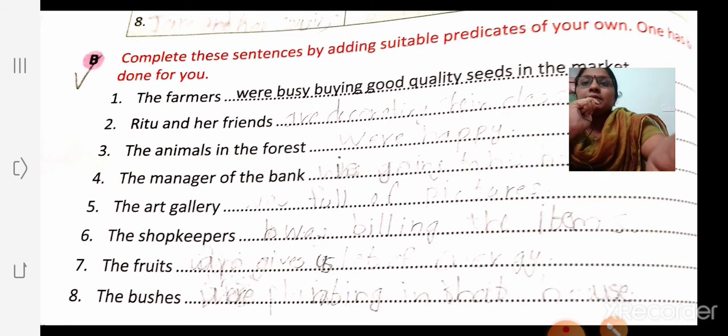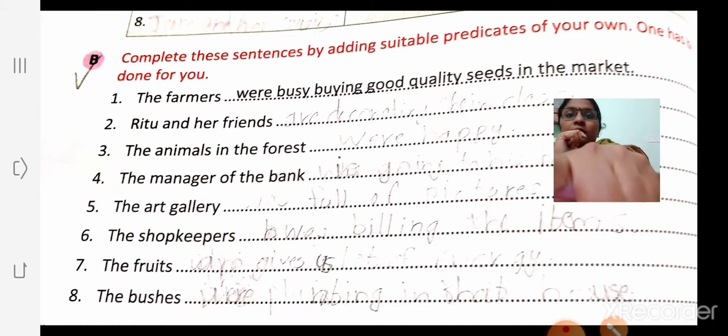Then complete these sentences by adding suitable predicates of your own. Subjects are given here. You can add predicates of your own. One has been done for you. Only the subject, the farmers, is given, so we have to add a suitable predicate. The farmers were busy buying good quality seeds in the market.